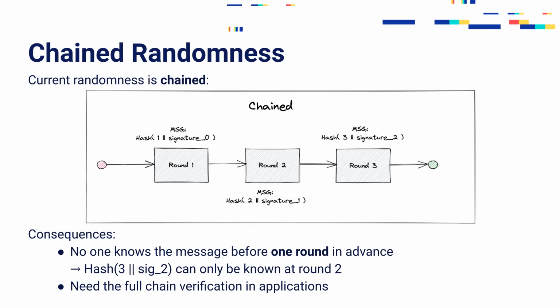So that's the chain randomness, right? It's kind of stateful because you need to know all the previous ones, and you also can't predict the future messages getting signed in advance because you would need all the previous rounds and your signature to do so.